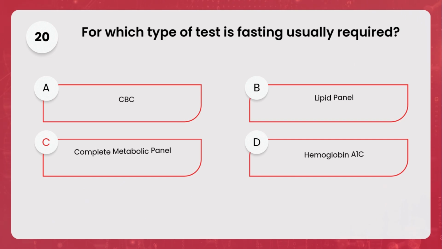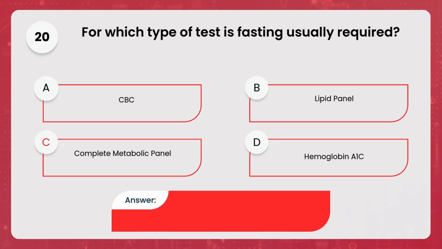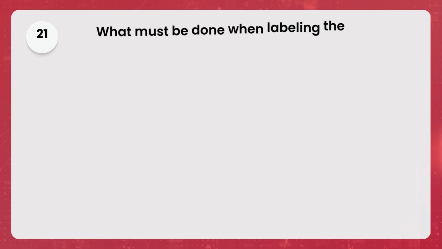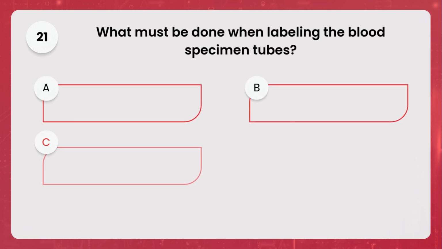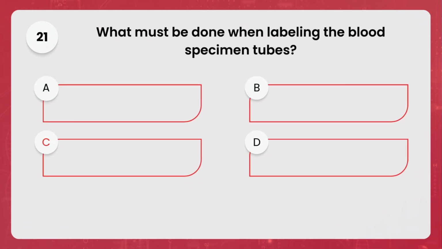A. CBC, B. Lipid panel, C. Complete metabolic panel, or D. Hemoglobin A1C? The answer is B. Lipid panel. Number 21. What must be done when labeling the blood specimen tubes?